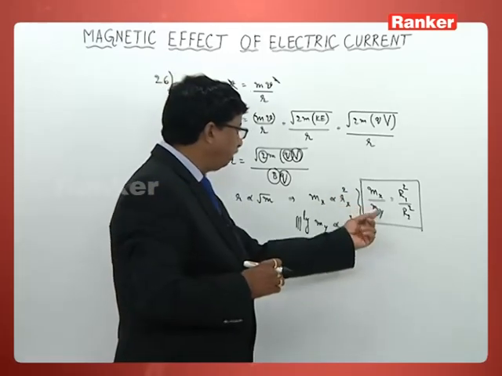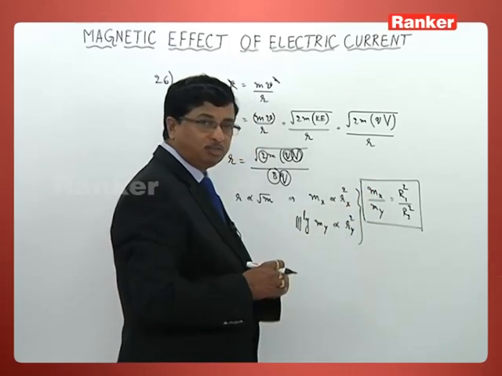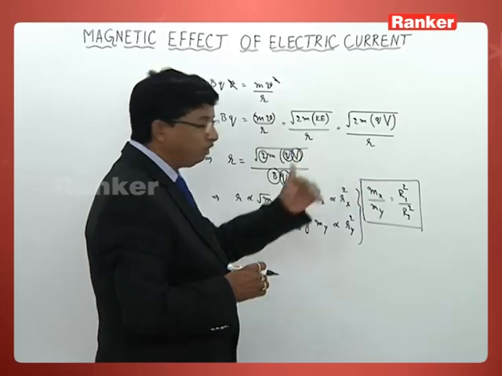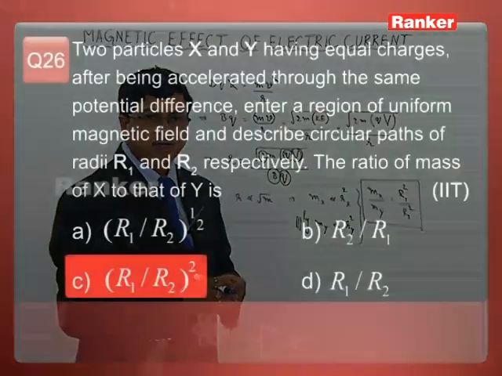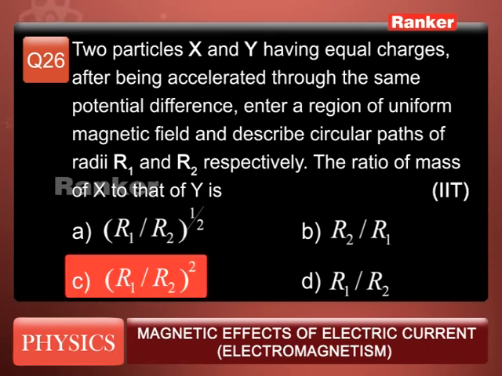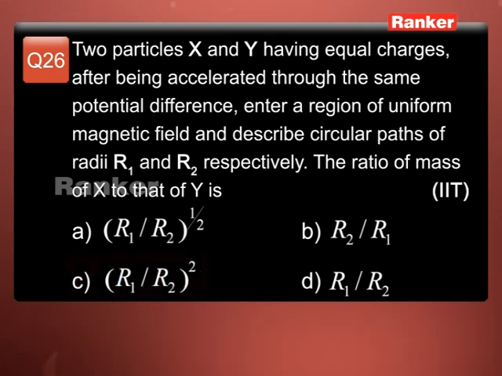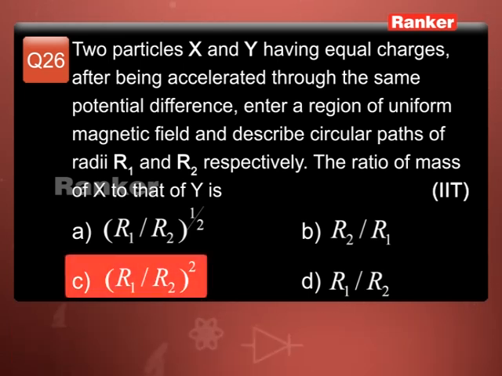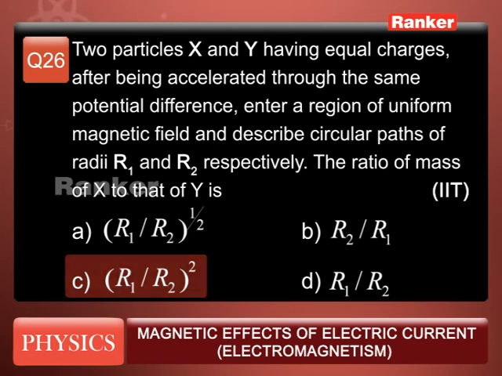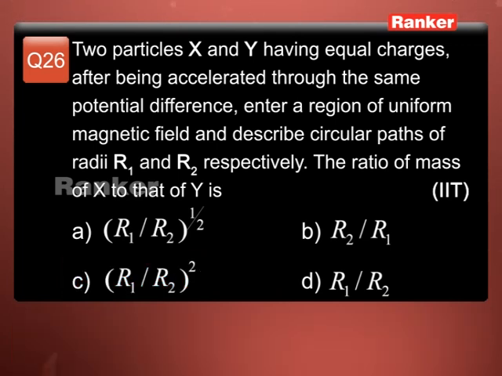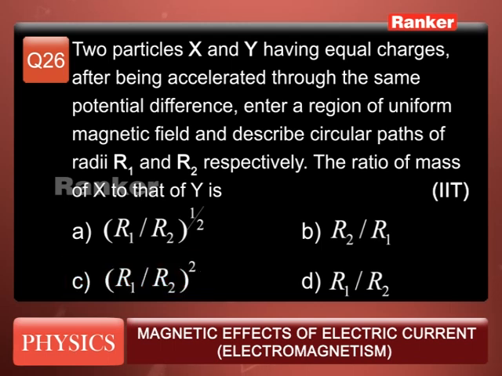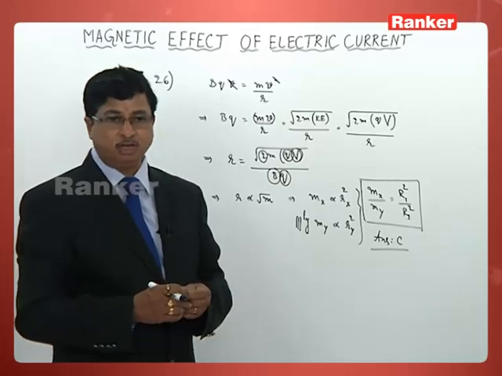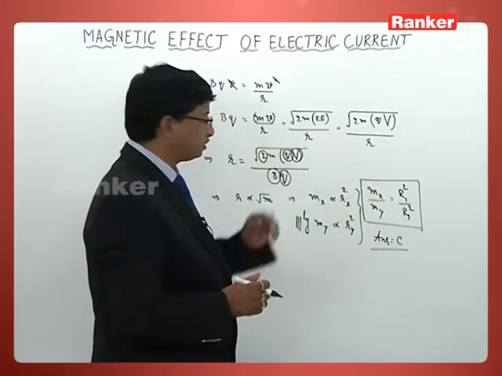Then what should be your answer? Mass of the first particle x by mass of the second particle y must be equal to r1 square by r2 square. That itself you can write as r1 by r2 whole square also. So which option is correct? The correct answer for this problem is going to be C. C gives that the ratio of the masses of x and y is r1 by r2 whole square, which is equivalent to r1 square by r2 square. So this is the correct answer.